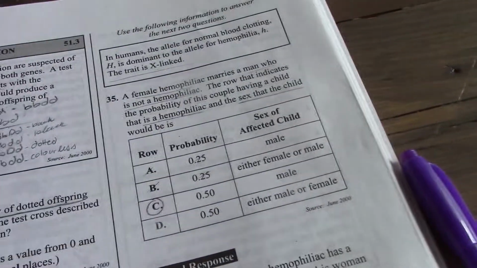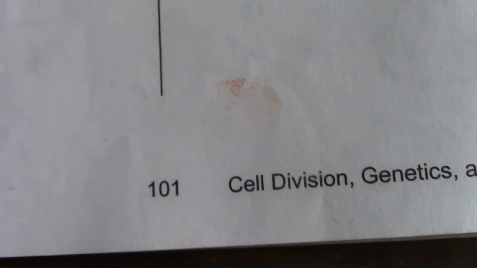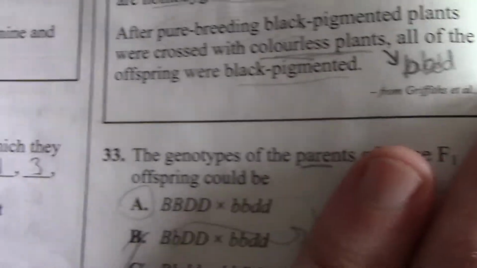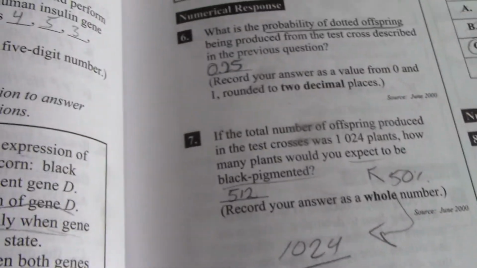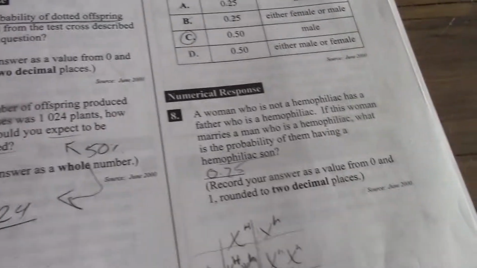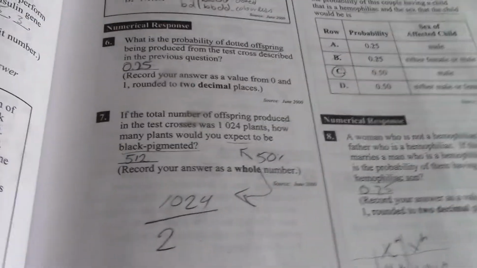All right, page 100 and 101. Very good questions that I'm going to go over here. Number 33, 34, numerical response 6 and 7 is what I'm going to discuss. So this is polygenic traits. These are alleles that control other alleles. This is an epigenetic question. Okay.